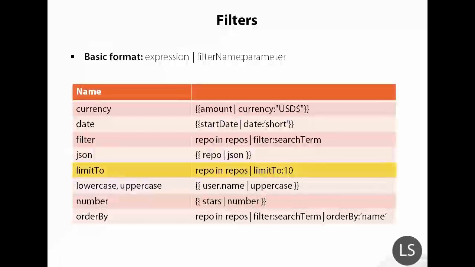The limit filter is a way to say, I only want to show 3 repositories or 10 repositories instead of the entire array, while lowercase and uppercase transform strings, just as their names would imply. And number is one filter we've already used. It will format numbers with a localized delimiter and optionally control the number of digits after the decimal point. What I want to use next is the orderBy filter, so we can sort our list of repositories using different fields.